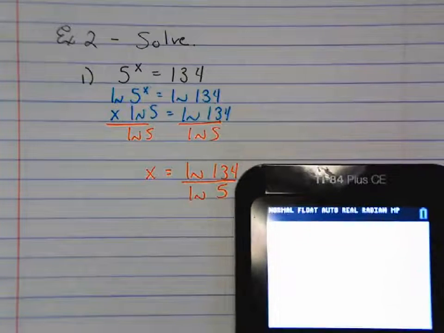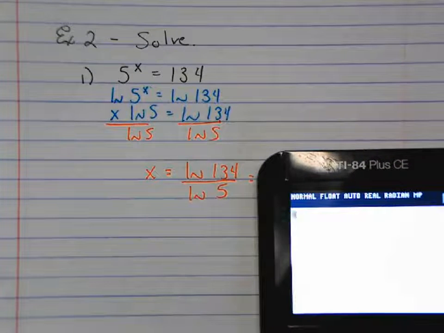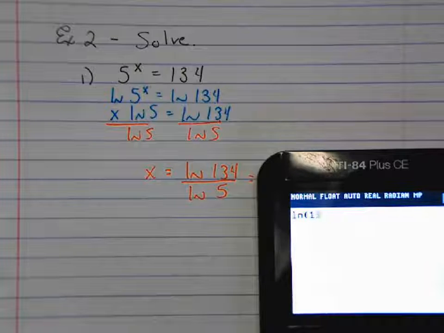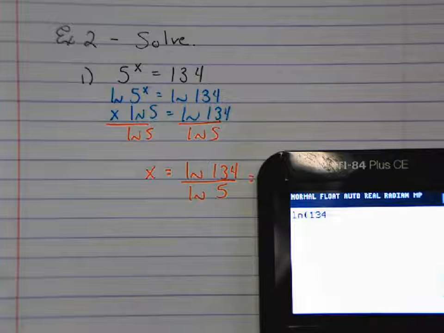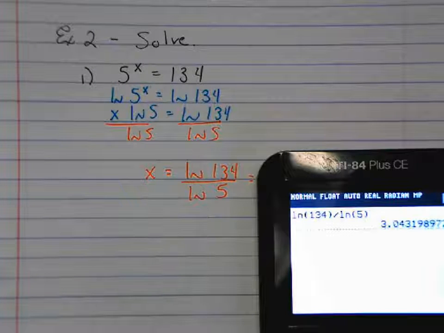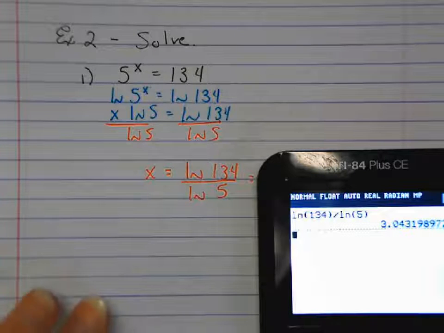So you're going to hit your natural log button, so your ln button, 134. Now notice that it has the parenthesis. Mine, because I have an 84, it wants me to close the parenthesis, divided by the natural log of 5. So if you're looking for a numerical answer, you would put 3 point, and we'll just round to the hundredths place, so we'll put 3.04.